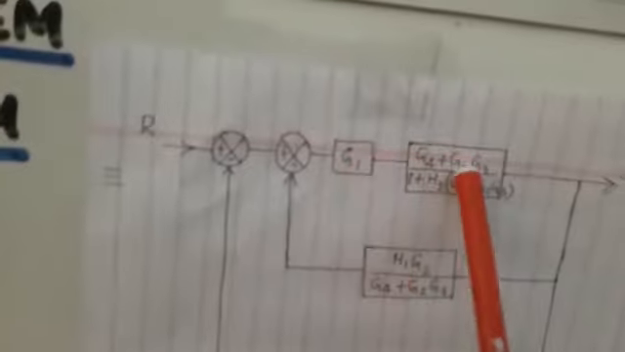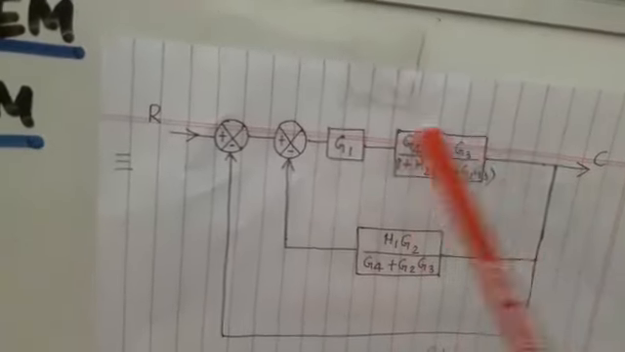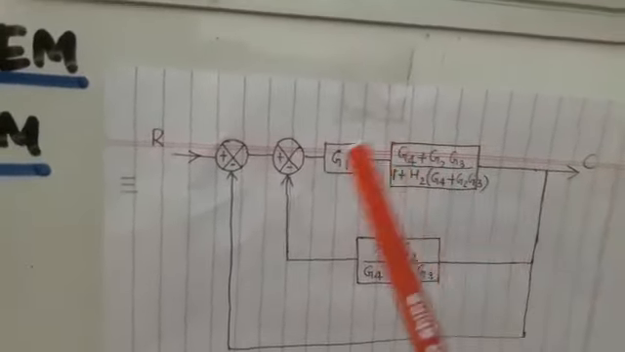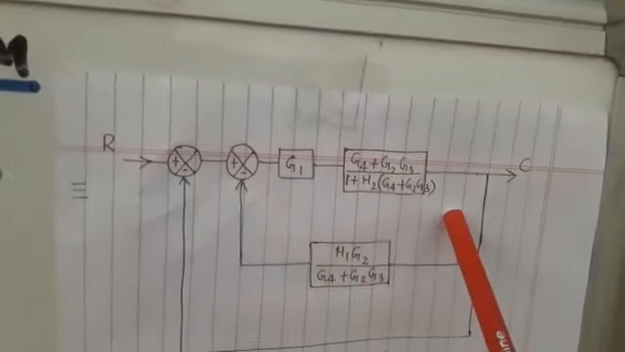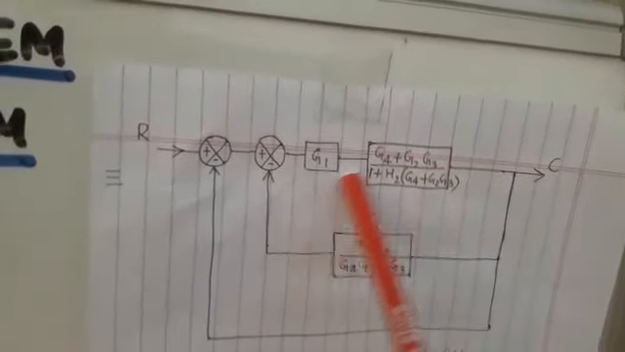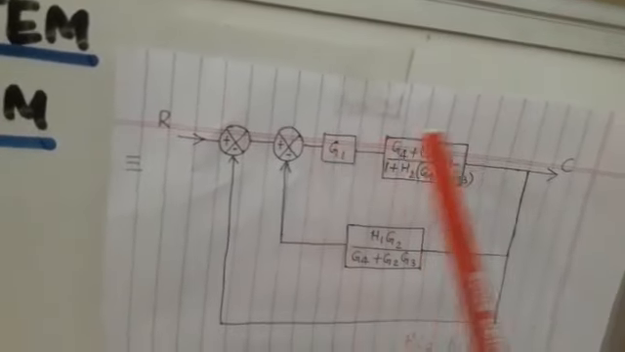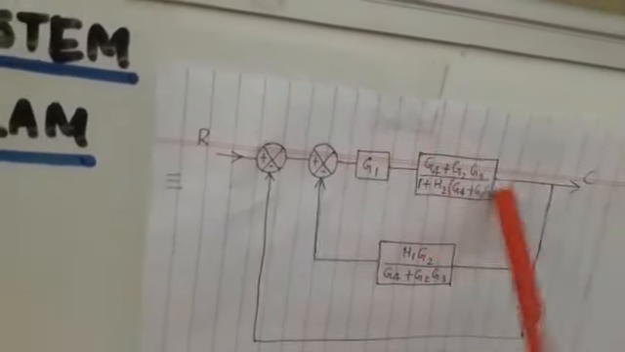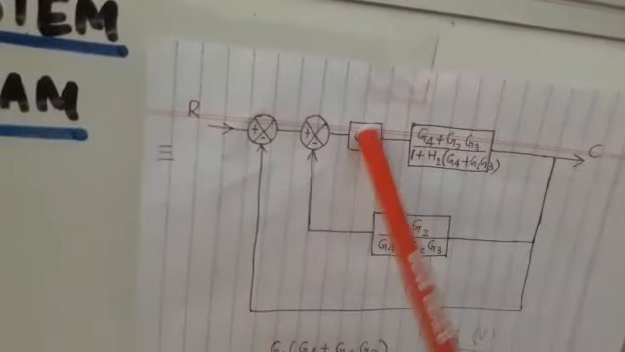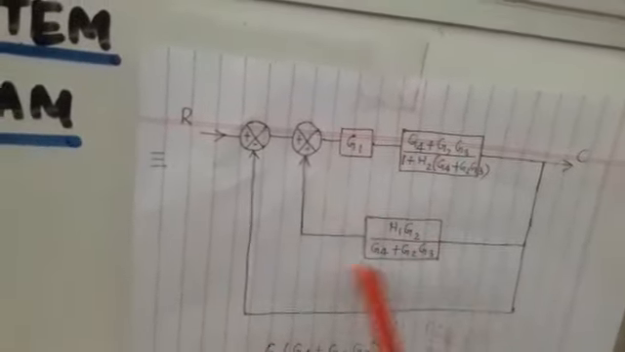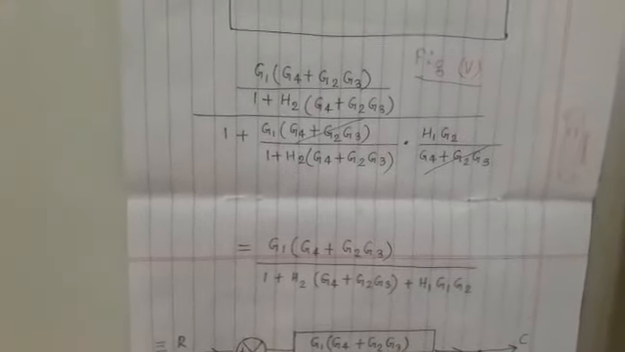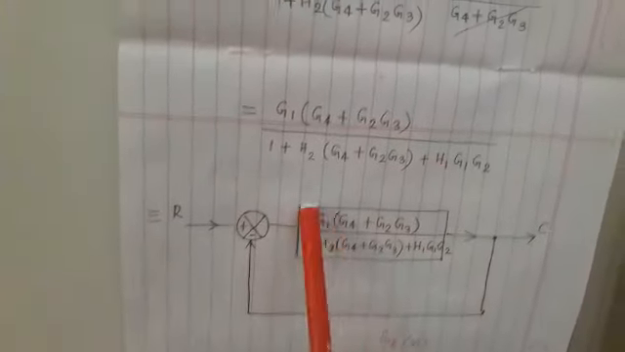Now we find that this block G1 and this block are connected in cascade. So these two will be multiplied together. And again we have a loop. So we will solve this loop. Then this will be G1 multiplied by this block divided by 1 plus this G into H. After solving this formula, we get this block. We will put it here.